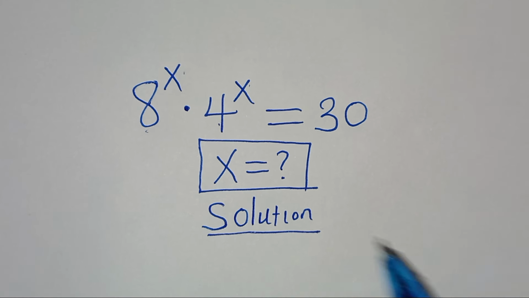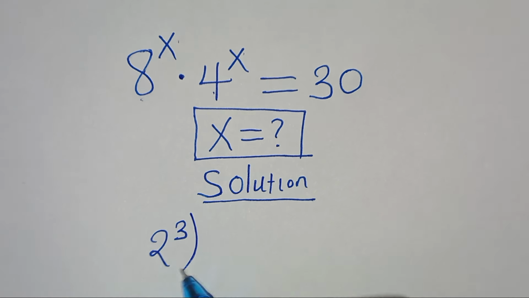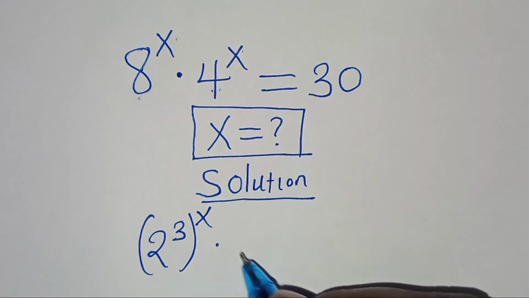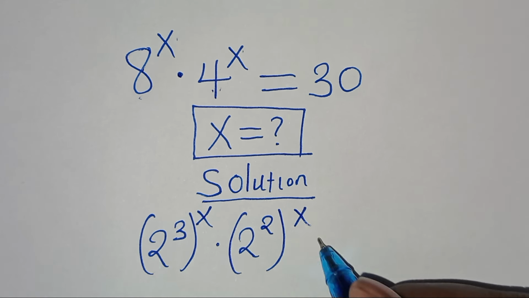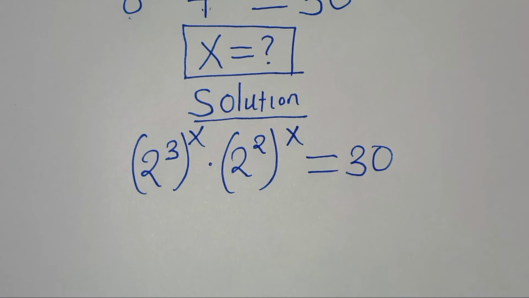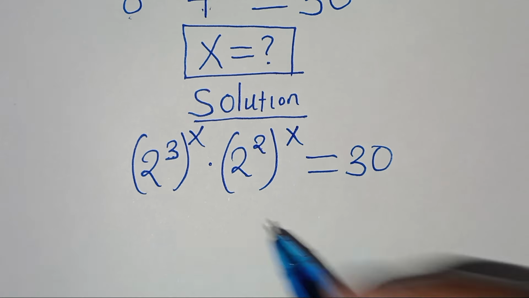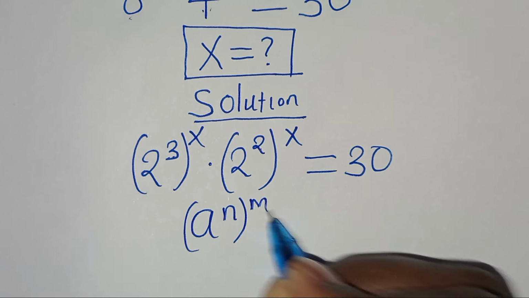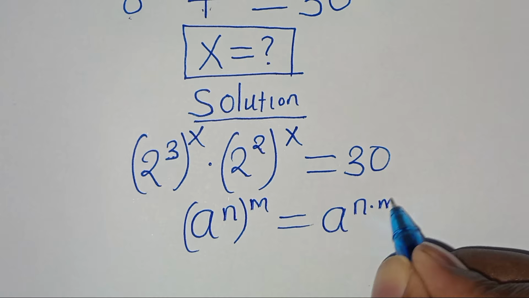The first step here, we can express 8 as 2 to the power of 3, then raised to the power of x, multiplied by 4, which is 2 to the power of 2, then raised to the power of x. This is equal to 30. Now, 2 to the power of 3 to the power of x and 2 to the power of 2 to the power of x, this is in the form of a to the power of n raised to the power of m, which we can express as a to the power of n multiplied by m.